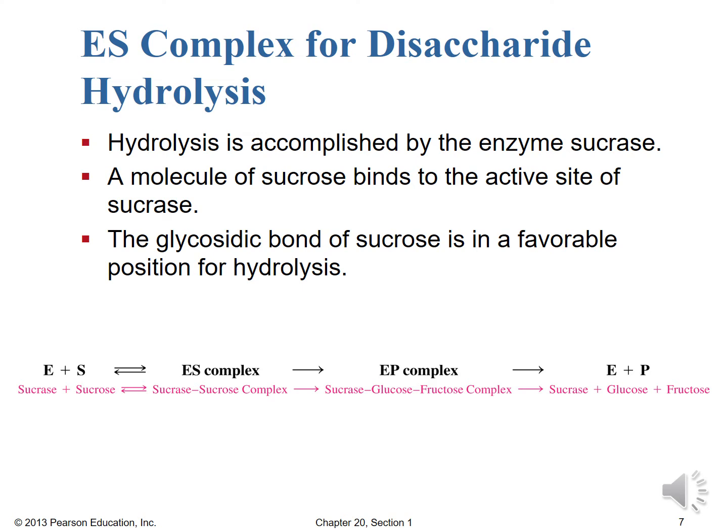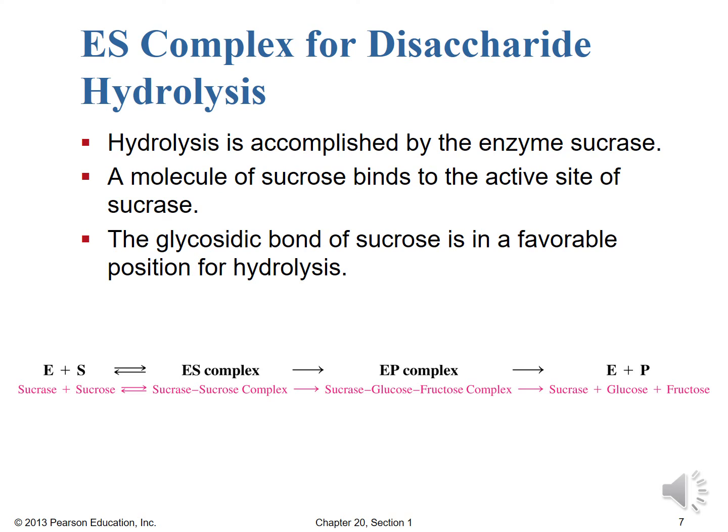So here hydrolysis of a molecule of sucrose is accomplished by the enzyme sucrase. The naming is pretty easy here, right? Not like that beginning organic chemistry naming. Biochemistry naming tends to be pretty logical. So sucrase is the enzyme that acts on sucrose. The molecule of sucrose binds to the active site of sucrase. That glycosidic bond of sucrose is in a favorable position for hydrolysis now because it's being held in just the right way by that enzyme. Therefore, it has a much lower activation barrier than if we were just allowing that sucrose molecule to bounce around freely in solution.